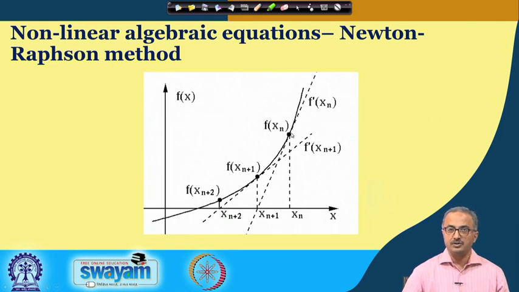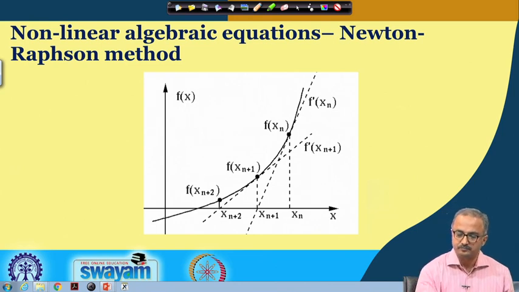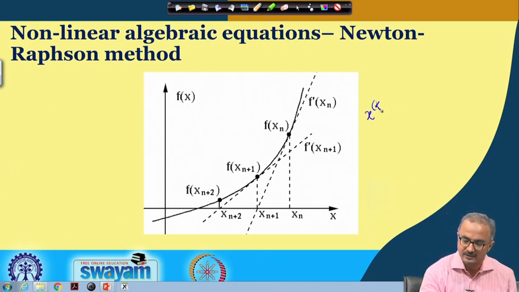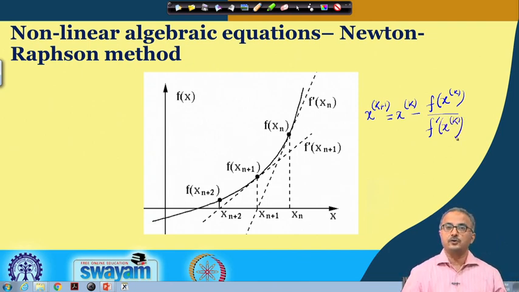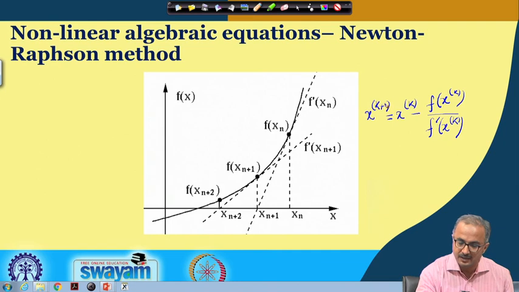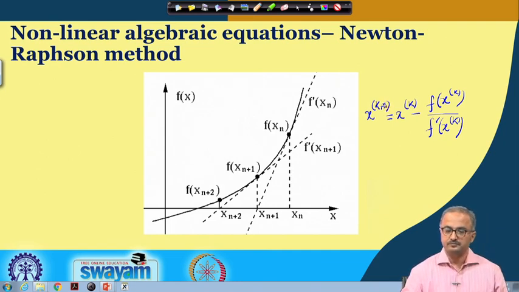By doing the calculations as I showed you in my last lecture, we approach xn plus 1. Just for your remembrance, I put the equation for you again: x(k+1) is equal to x(k) minus f(x(k)) divided by f prime of x(k). This is the recurrence formula for the Newton-Raphson method. Using this formula, we are able to update the value of the root.